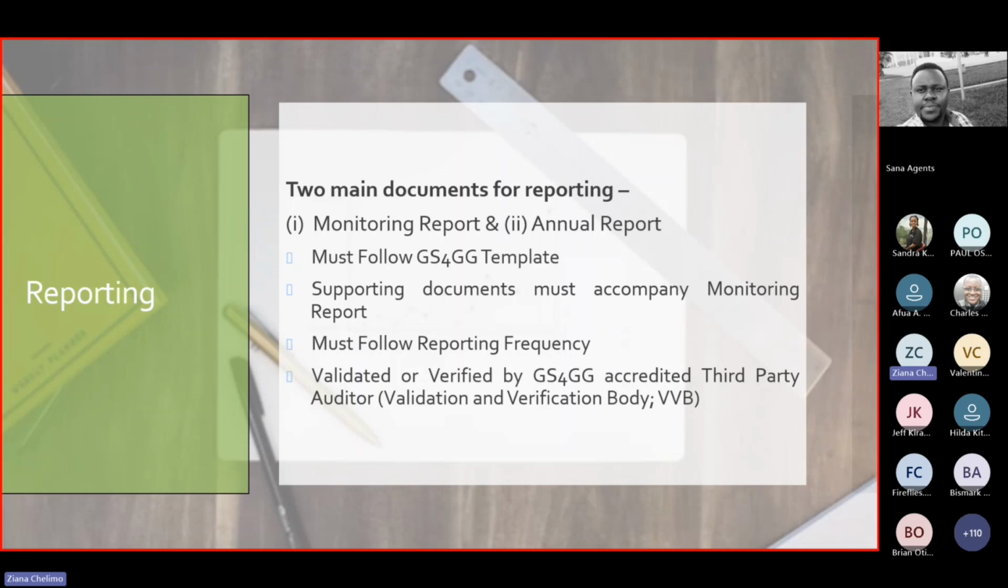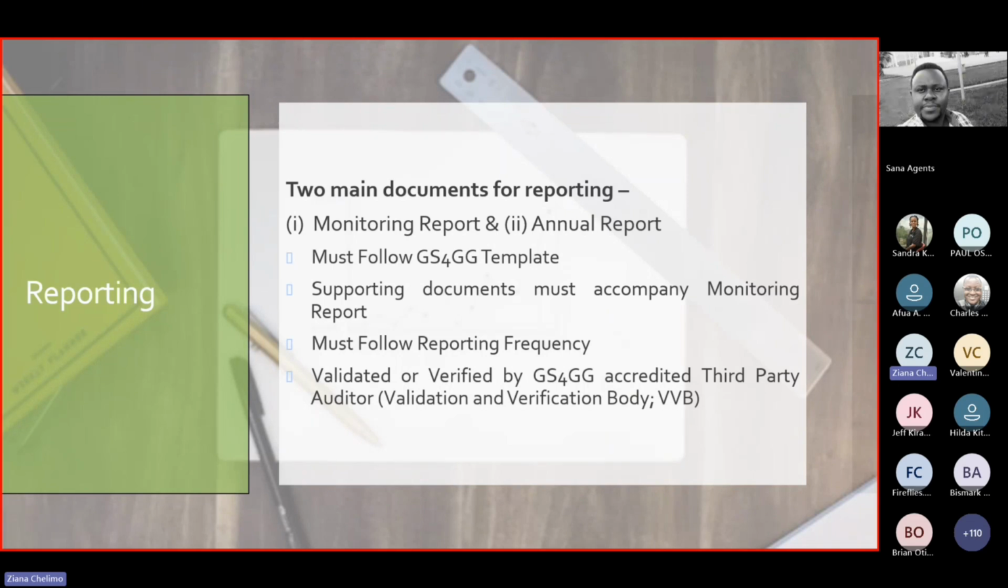An annual report shall be submitted for each monitoring year by end of next calendar year for which verification is not completed. And if verification is in progress but not completed, then an annual report is still required by the end of the calendar year.